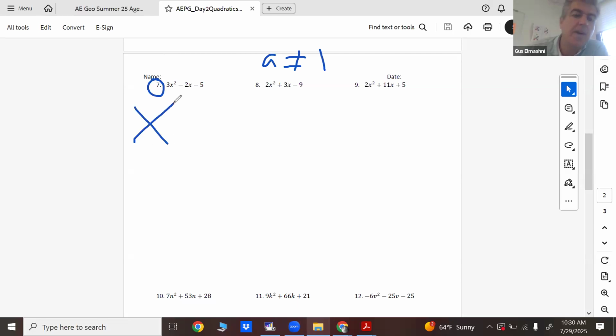Okay. So what's A times C here? Negative 15, right? And what's my B value? Okay. Well, negative 15 and negative 2. Cool. Okay, what two numbers multiply to negative 15 and add to negative 2? Perfect. Negative 5, 3. Love it.